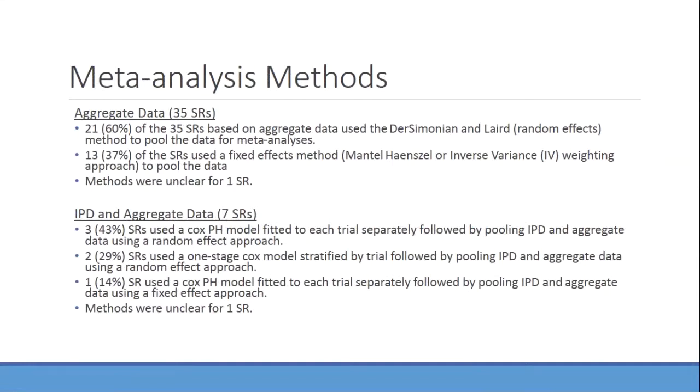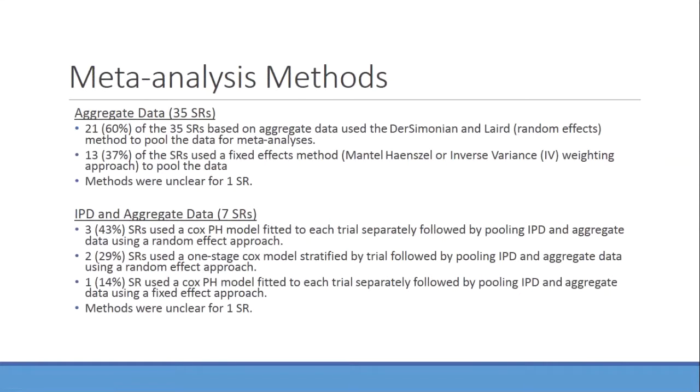For the reviews including IPD and aggregate data, 43% of the systematic reviews used a Cox proportional hazards model fitted to each trial separately for the IPD, and then they pooled the IPD and aggregate data together using a random effects approach.